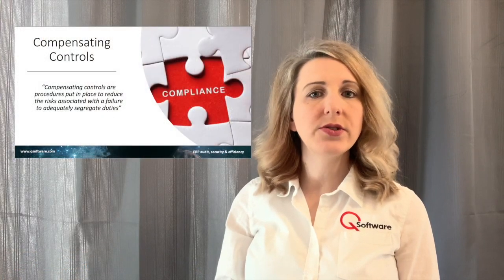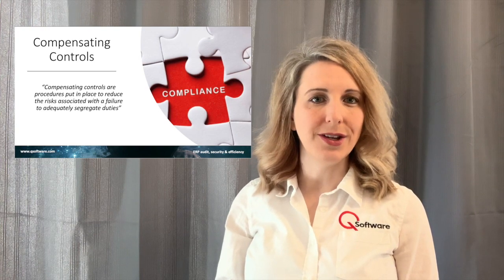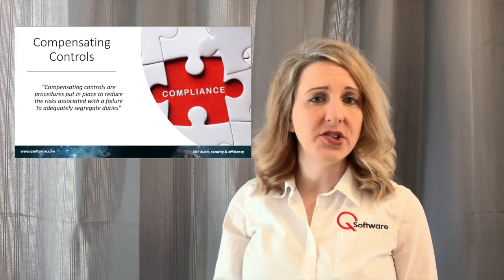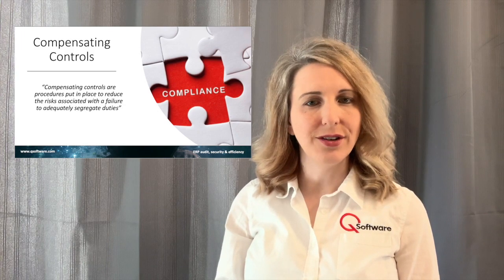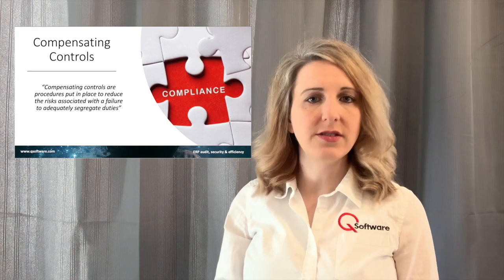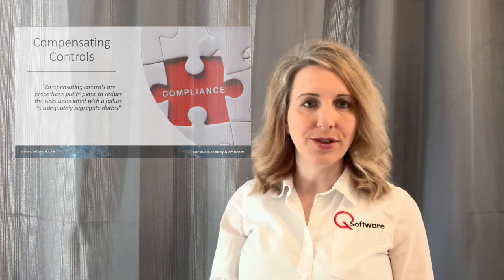Compensating controls are procedures put in place to reduce the risks associated with a failure to adequately segregate duties. Compensating controls are often viewed as less efficient than segregation of duties. If your organization cannot meet an audit requirement, you must sufficiently mitigate the risk associated with that requirement. This is done through the implementation of compensating controls.